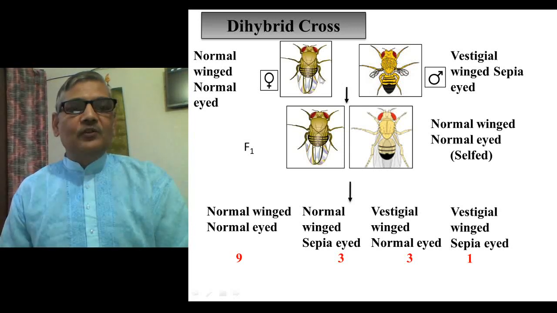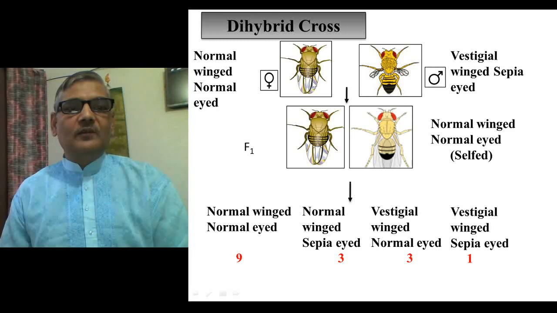So what one can do is, the virgin female flies, which are normal winged and normal eye colored, will be crossed with the male flies having vestigial wing and sepia color. Now in the next generation, you will find all flies having normal wing and normal eye color. So it means normal wing is dominant over vestigial one, and the red or normal eye color is dominant over the sepia color.